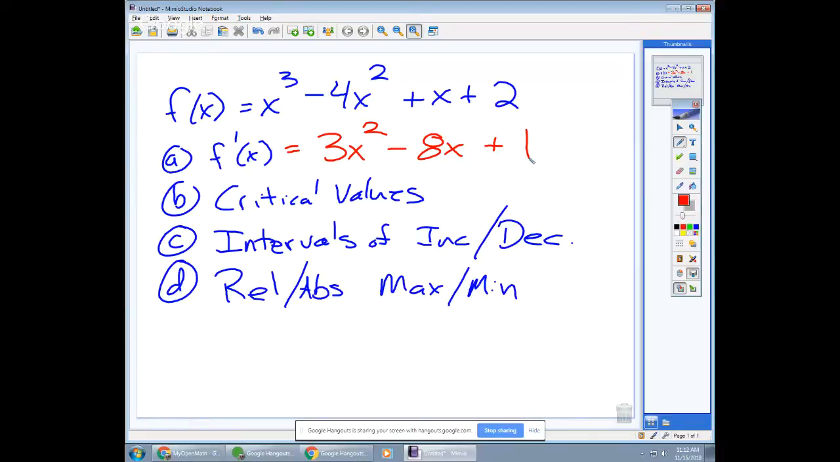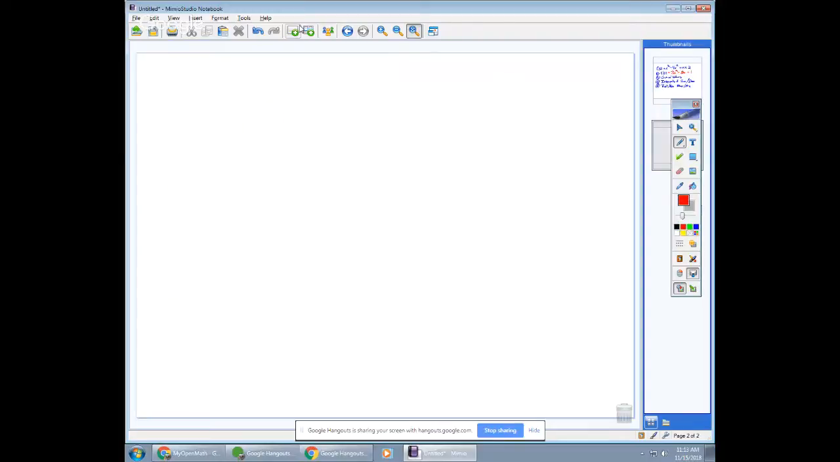Next, critical values. What do we do to find critical values? We set it equal to 0, and then we could use the quadratic formula or try and factor. This probably doesn't factor. So we have to solve 3x squared minus 8x plus 1 equals 0. Did I get that right? Can I factor this? If I don't see it quick, I forget about it.